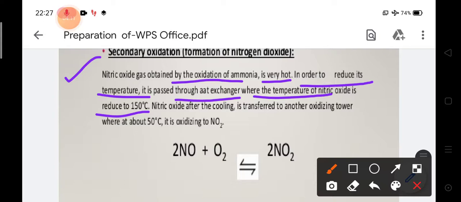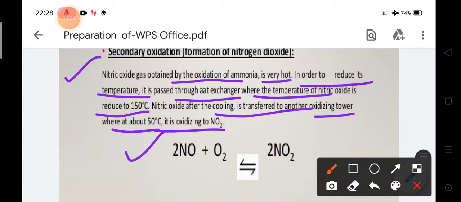Here in the secondary oxidation process, the temperature is 150 degrees Celsius. Nitric oxide, after cooling, is transferred to another oxidizing tower, where at about 50 degrees Celsius it is oxidized to NO2. So after reducing to 150 degrees Celsius, it is moved to another chamber at 50 degrees Celsius, where the nitric oxide is oxidized to form nitrogen dioxide. Here is the reaction. By this reaction, we can easily form NO2, nitrogen dioxide, by the oxidation of nitric oxide.